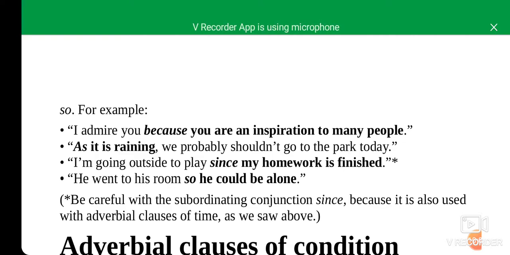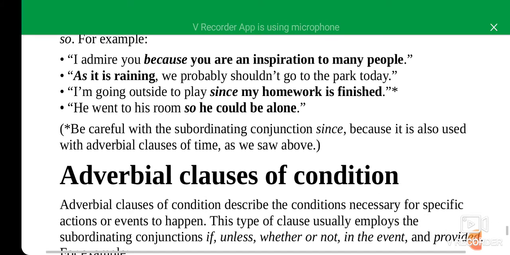So, in this, the reason is shown. We can say that this is an adverbial clause of reason because "because" is used in the beginning of the dependent clause and it shows the reason. As it is raining, we probably shouldn't go to the park today. Now, as it is raining, we shouldn't go. Why shouldn't we go? Because it is raining. So again, "as it is raining" shows the purpose. It's an adverbial clause of purpose or reason.